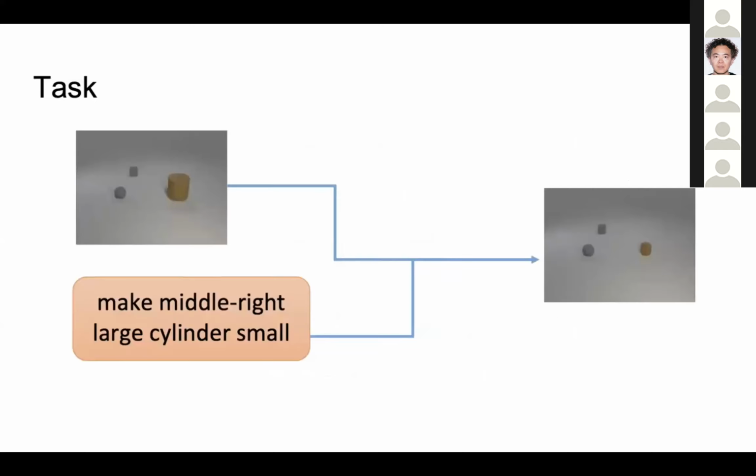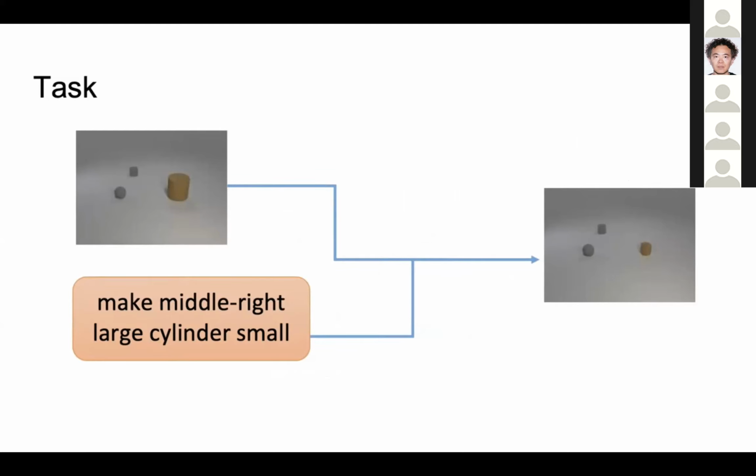So in this paper, we propose a new task called Text-Guided Image Manipulation. The inputs for this task are an image and a text instruction. We want to generate an output image by modifying the input image following the instruction given by the text.